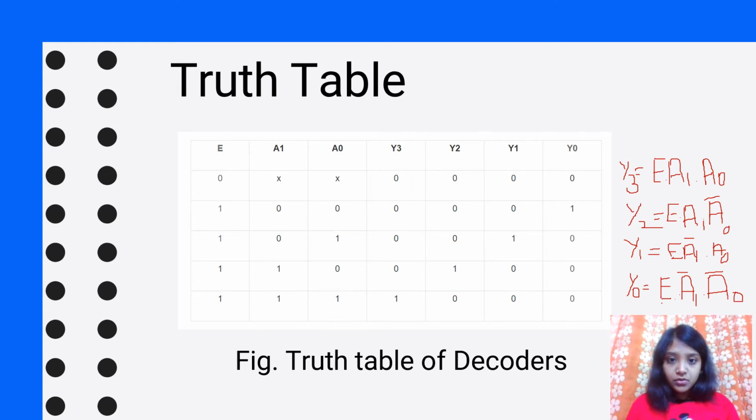So since there are 4 product terms in total, we can implement these 4 product terms by using 4 NAND gates, as we saw in the previous slide. Here A1, A0 are inputs, and Y3, Y2, Y1 and Y0 are the outputs.